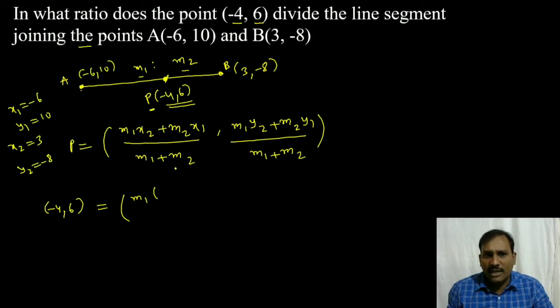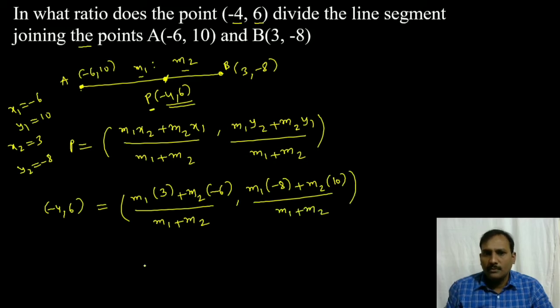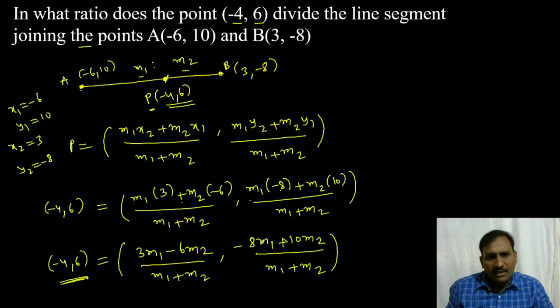So let us substitute. m1 into x2 is 3 plus m2 into x1, -6, by m1 plus m2, comma, m1 into y2, which is -8, plus m2 into y1, 10, by m1 plus m2. So let us simplify this: -4, 6 is equal to 3m1 minus 6m2 by m1 plus m2, comma, -8m1 plus 10m2 by m1 plus m2. Now if you observe, this point is equal to this point, means their respective coordinates are equal.